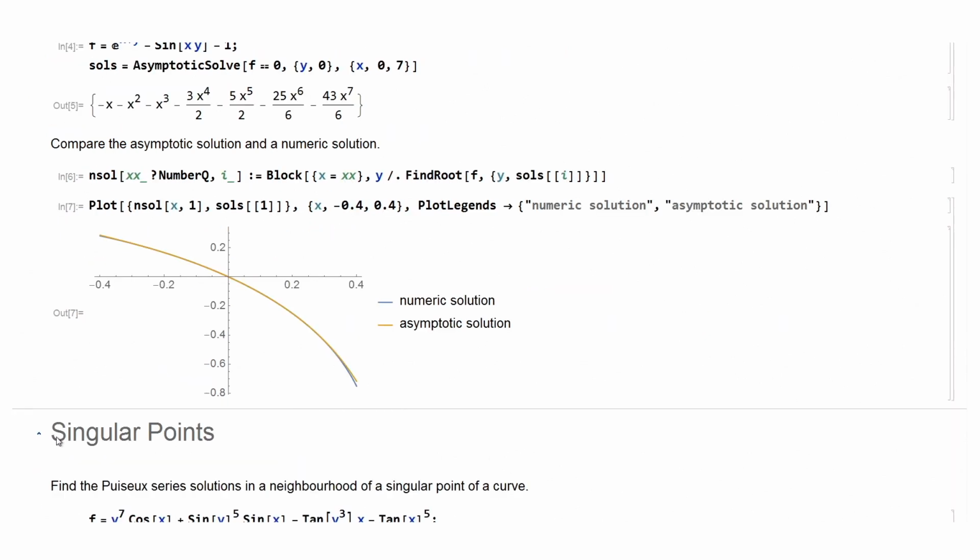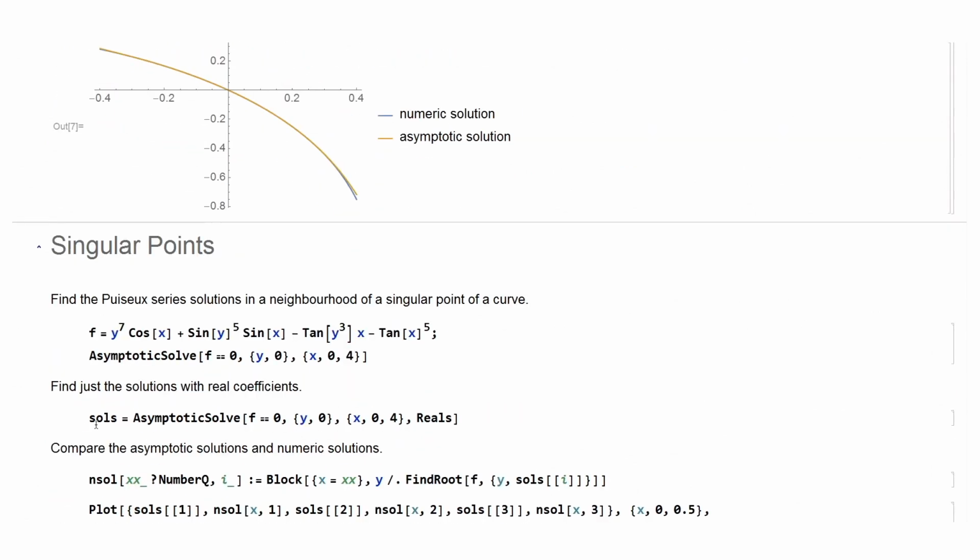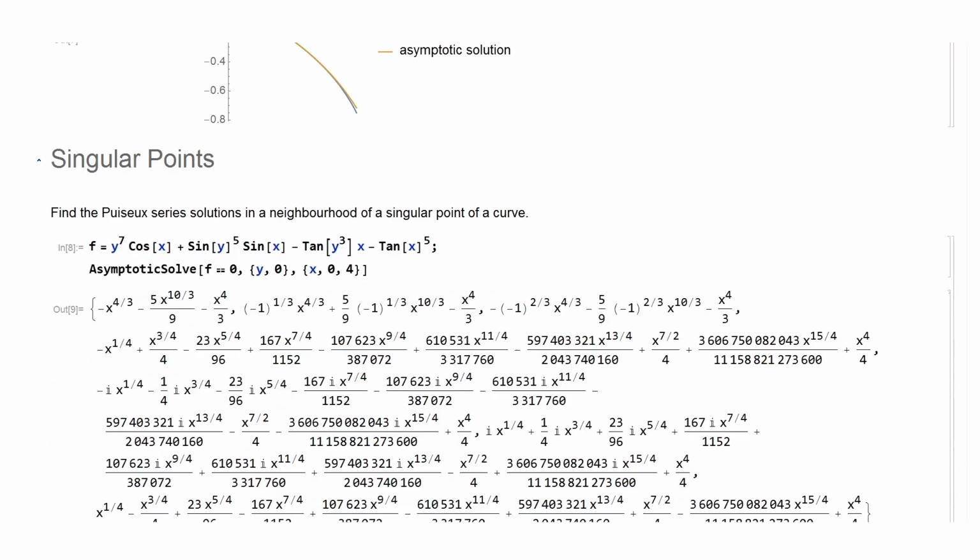Now the more difficult situation. So again, we have two variables. We want solutions for y in terms of the variable x. But now the function is singular. So we have a multiple solution. And now what we can hope for is a system of Puiseux series.